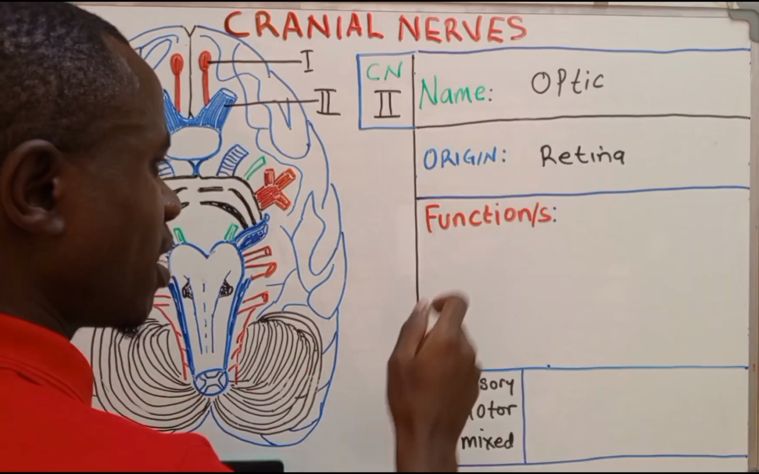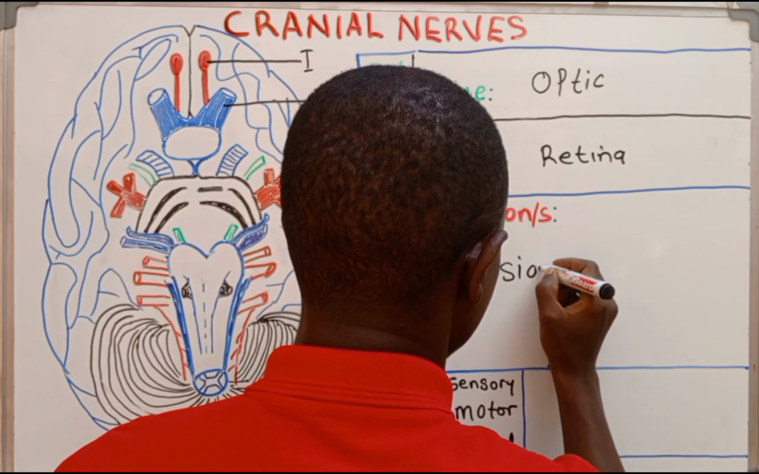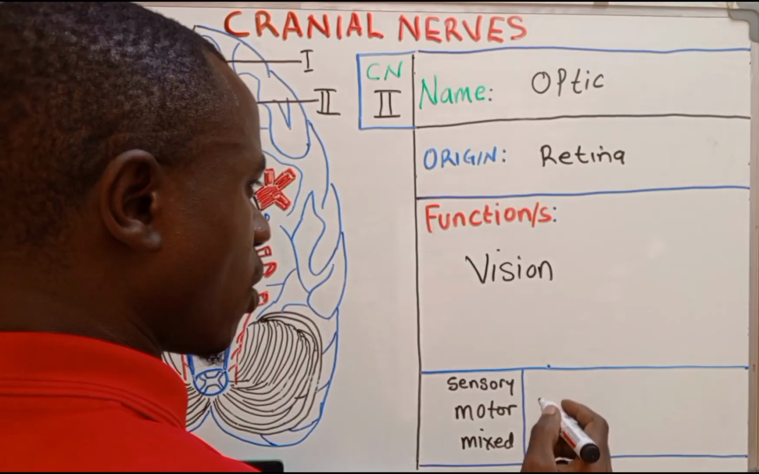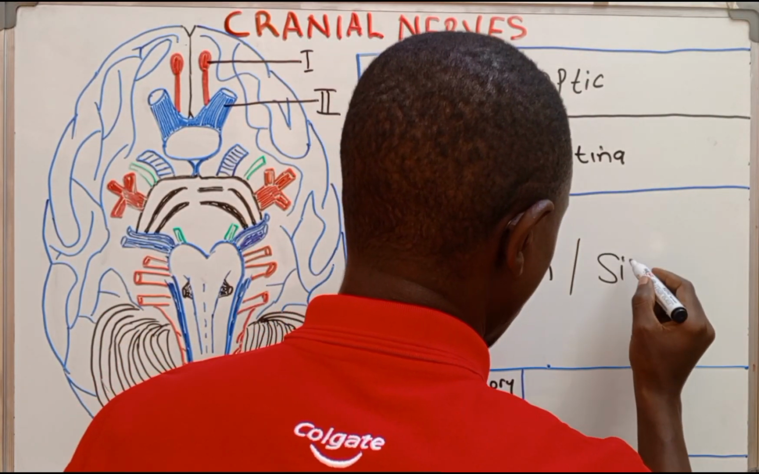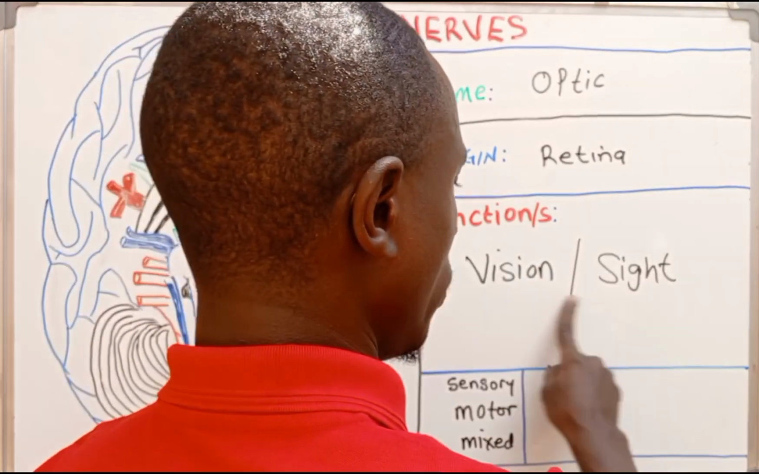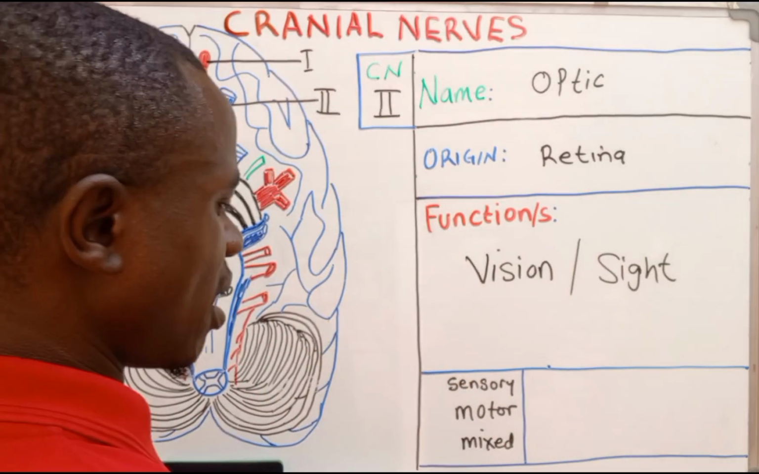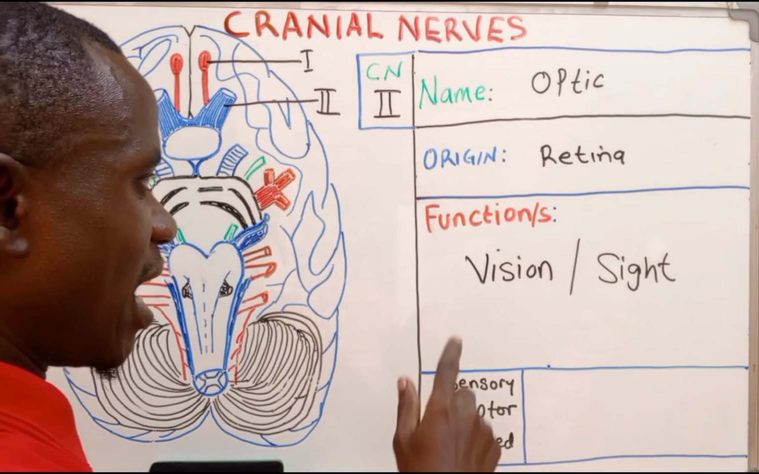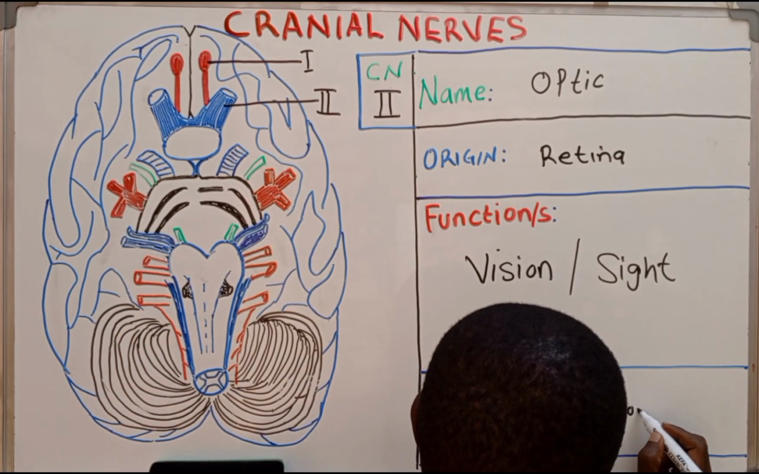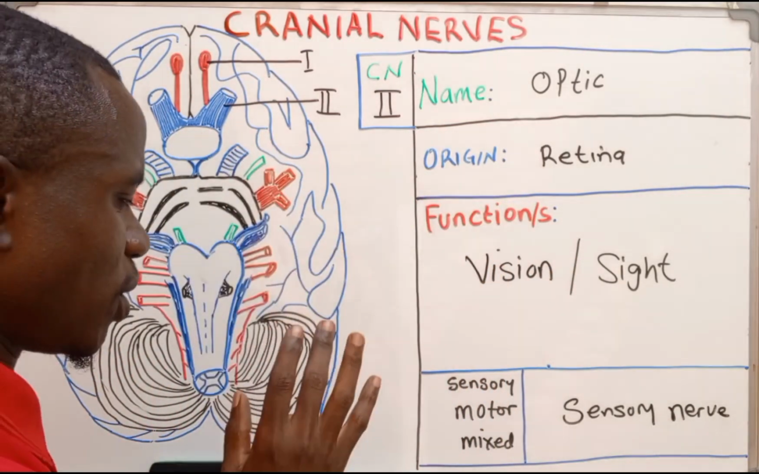So for that reason, the optic nerve is going to be aiding in what we call vision. You may find some other terms which other sources use, which is sight. So if someone says vision or sight, then that person is talking about the same thing. Which kind of fibers do we find in the optic nerve? Is it sensory, motor, or mixed? This nerve is a sensory nerve. So that is the little thing you need to know about the optic nerve.